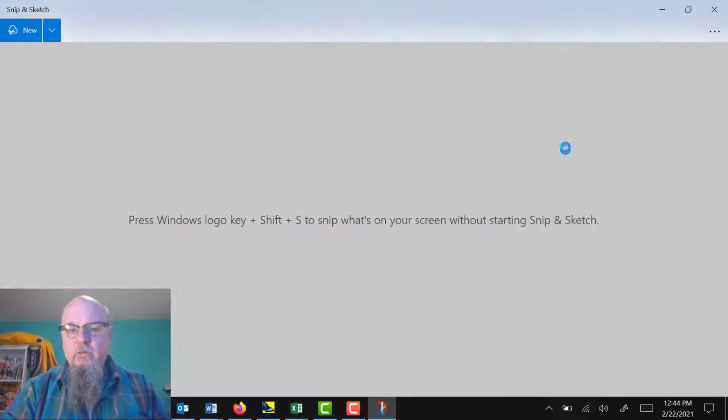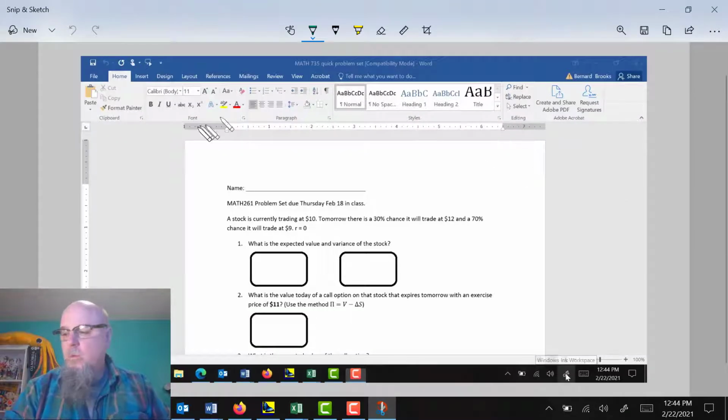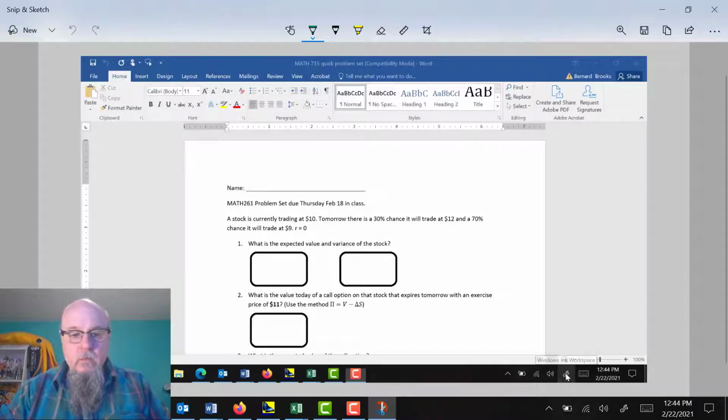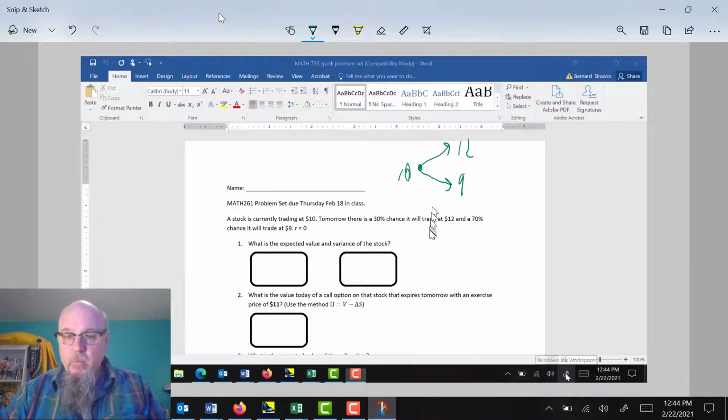Let's take a look at this homework set here. What I was looking for: we see that the stock is currently trading at $10. Throughout this whole thing, it's a $10 stock, and it can go up to 12 with a probability of 0.3, or down to 9 with a probability of 0.7.